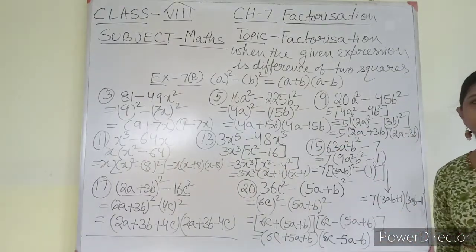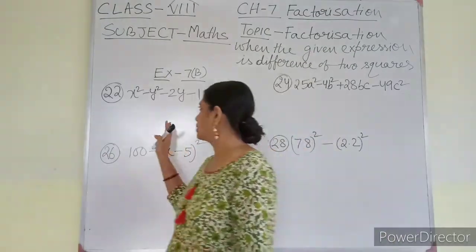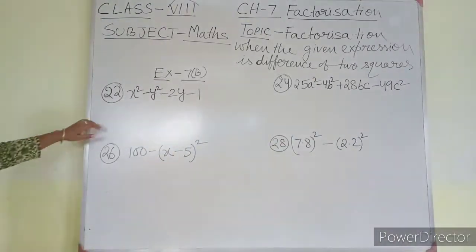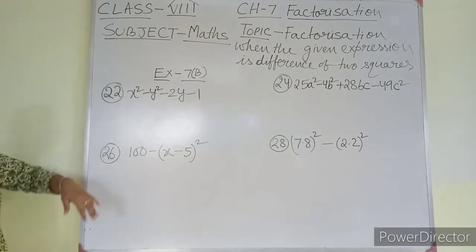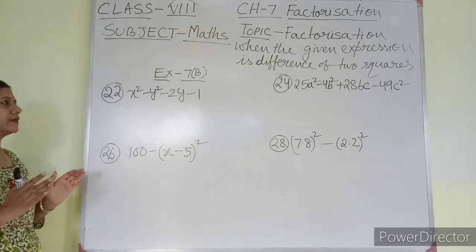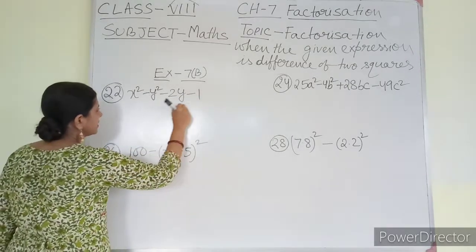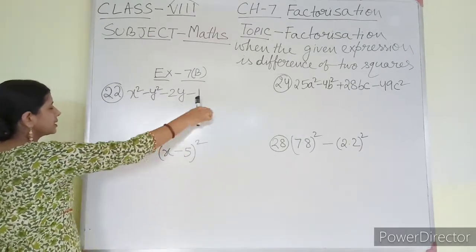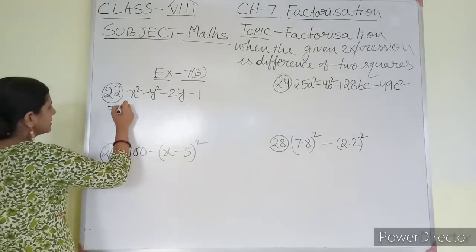Some more examples I am showing you. So just wait, I am showing some more examples. Now I am going to do question number 22. So this is the way the sum is written. I have to change it in the form of difference of two squares. How to change? I can find that this can be written in the form of 1 square using algebraic identities.